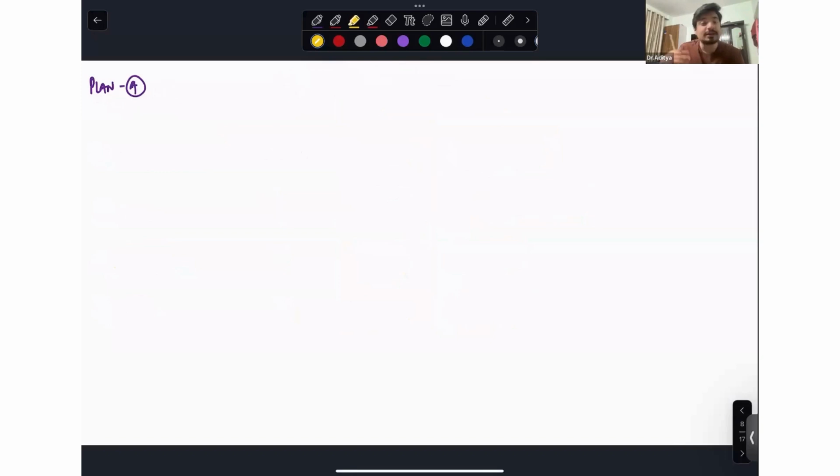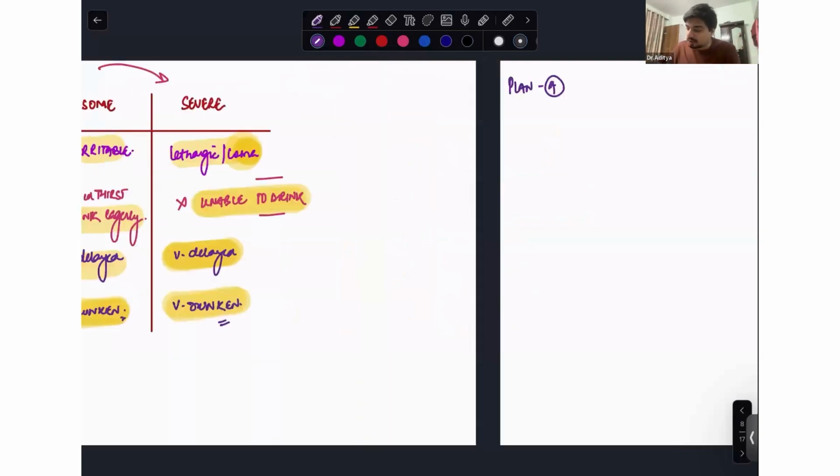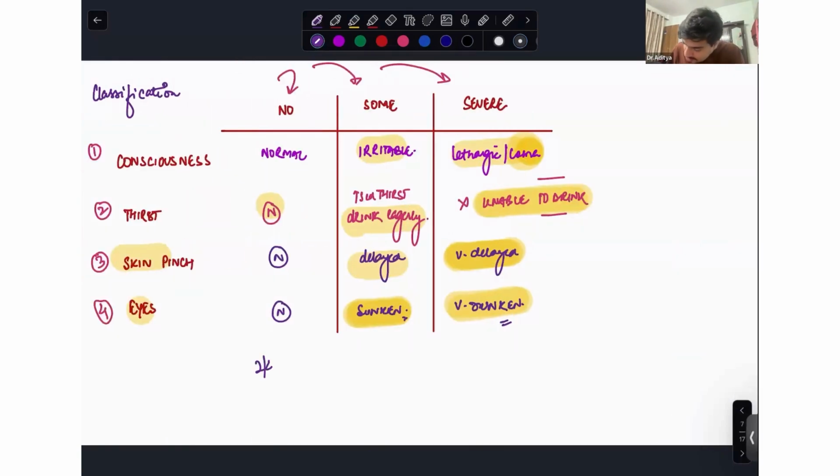Now, with this information, let's understand the management. So now we know how to classify dehydration. A child has come to you, you will clinically assess the child, and then you will say whether the child is suffering from some, severe or no dehydration. If any two out of the four are present, you'll say the child is suffering from that particular category of dehydration.